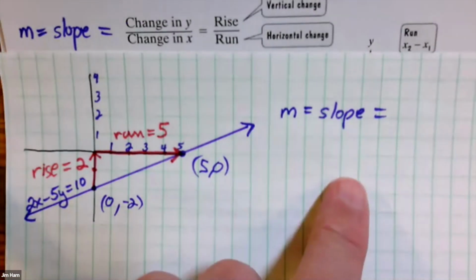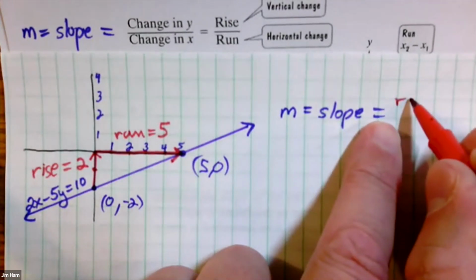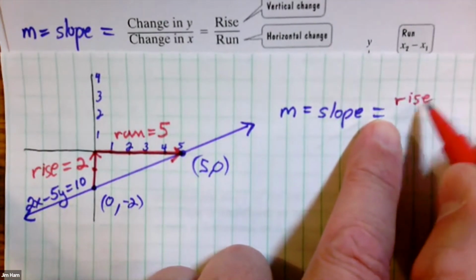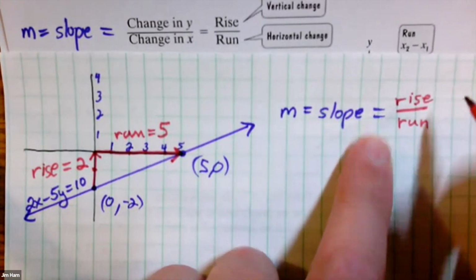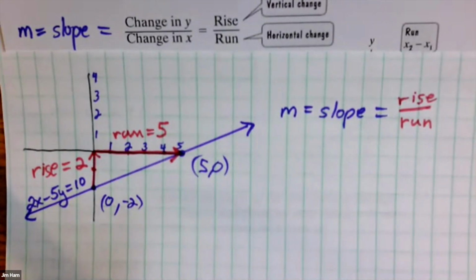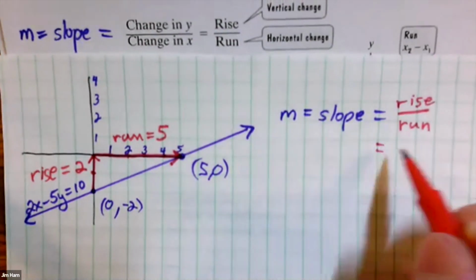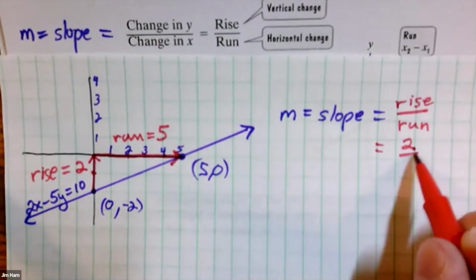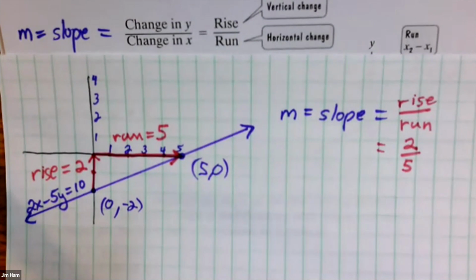And the slope is rise over run. So the rise is 2, and the run is 5, so 2/5. So the slope in this one would be 2/5.